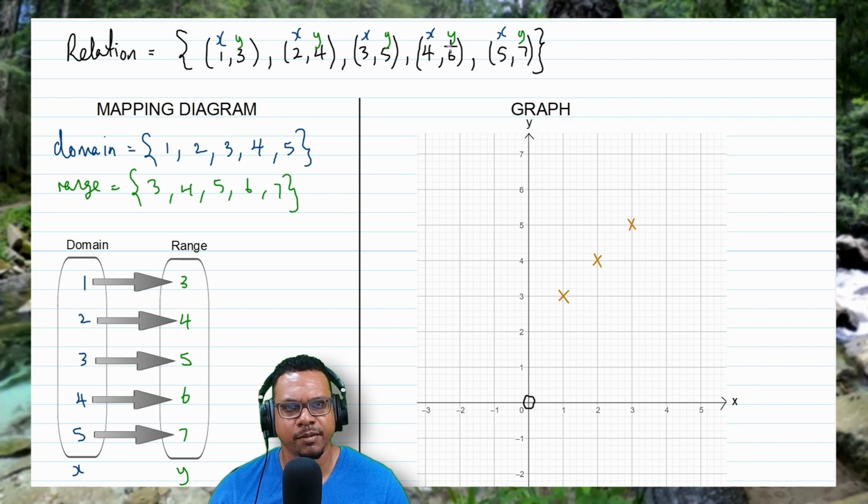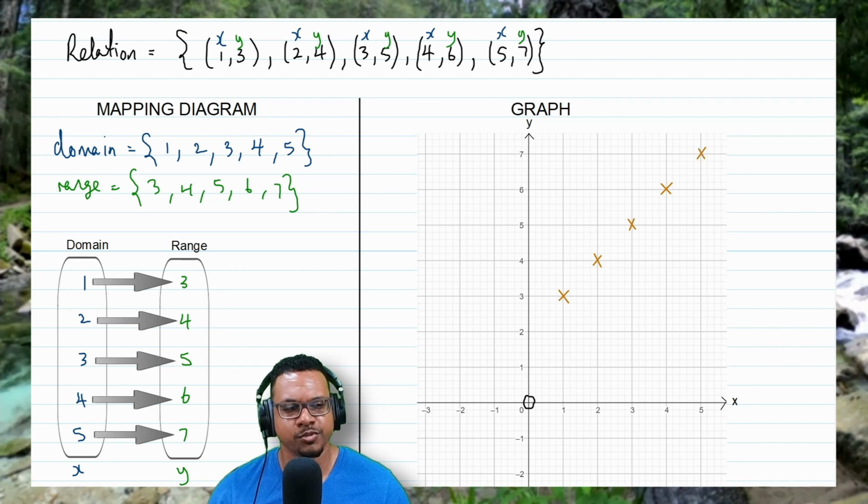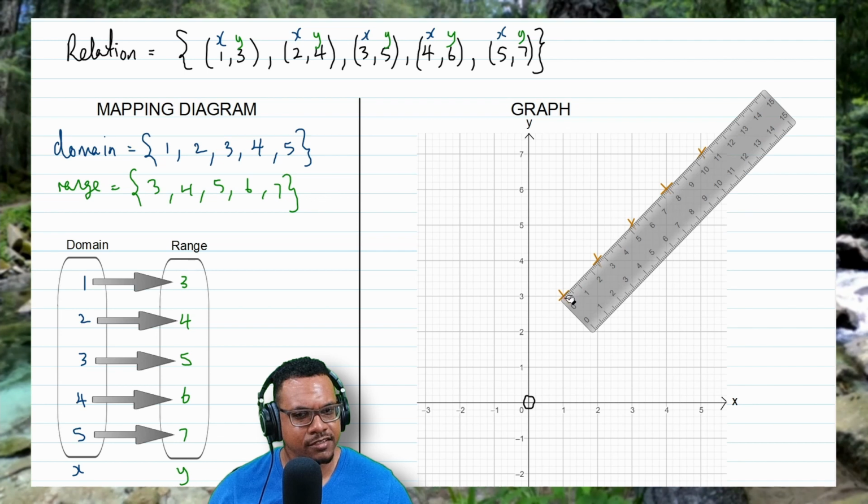Then we have 4 on the x mapped to 6 on the y. So that's 4 here, go all the way up to 6. And then we have 5 on the x mapped to 7 on the y. So you come 5 on the x, and we go all the way up to 7. I plot those points. Now, when you're plotting points, we use an X like this to plot points, or you can use a circle with a dot in the center. So now what I'll do is take my ruler and draw a straight line connecting these points. So here I have my ruler and I'm drawing my straight line connecting all the points.